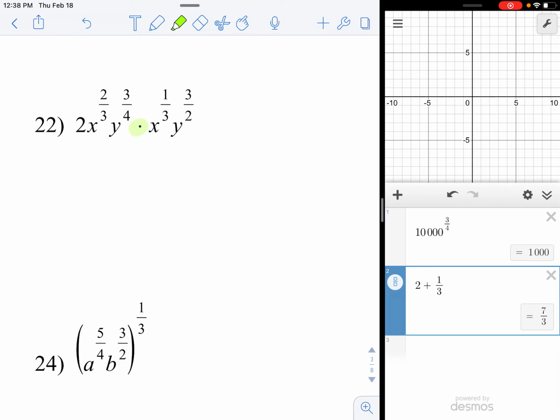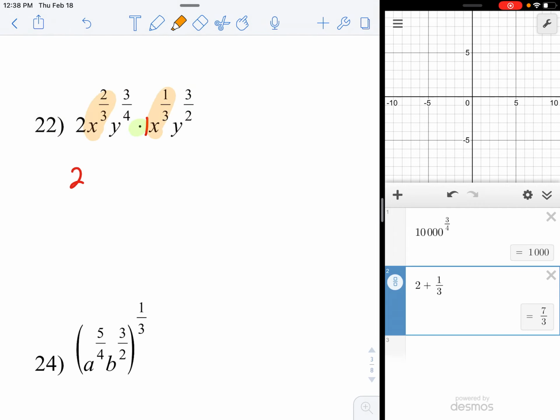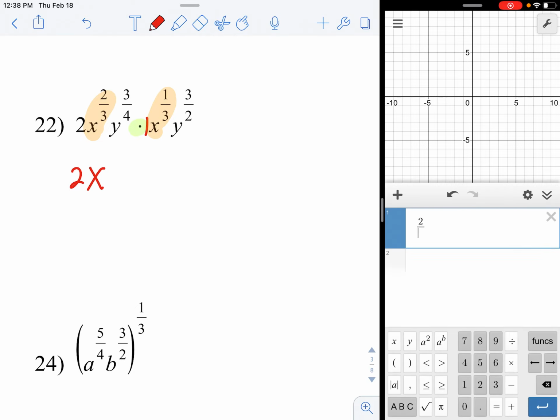Number 22 is another multiply problem. 2 times the invisible 1 there is just 2. If I want to put my x's together, x to the 2/3, x to the 1/3, that's going to be x to the what? What's 2/3 plus 1/3? Hopefully you know that it equals 1 whole, so that's x to the first power.